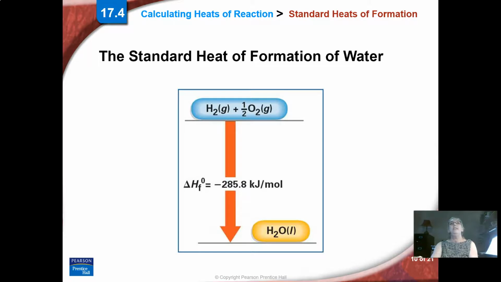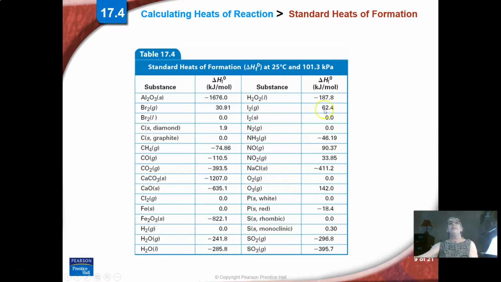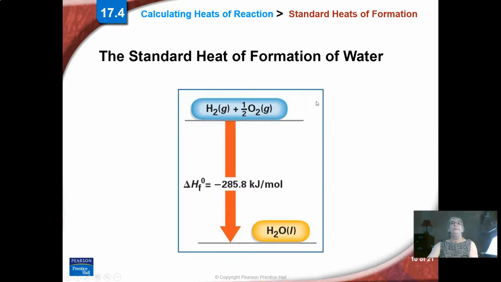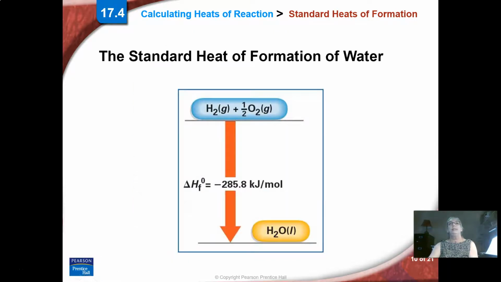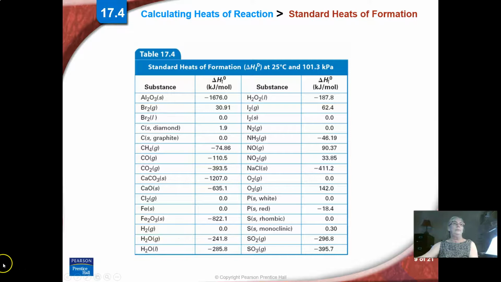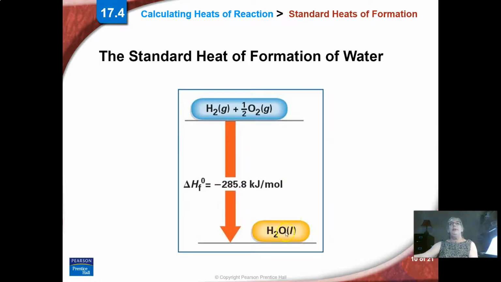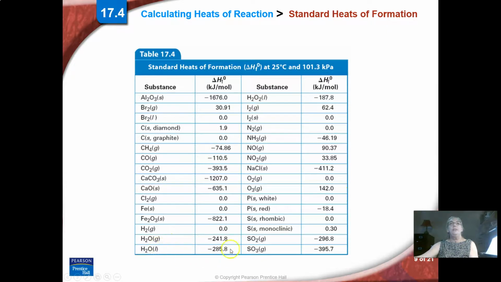So here's the standard heat of formation of water. It's saying that it takes hydrogen and oxygen to make 1 mole of water. That's what this number right here is from this chart. Gas to liquid. We're going to use that information here. We want to know how we could form liquid water, so we look at this chart back here to look for liquid water. That's what this is saying.